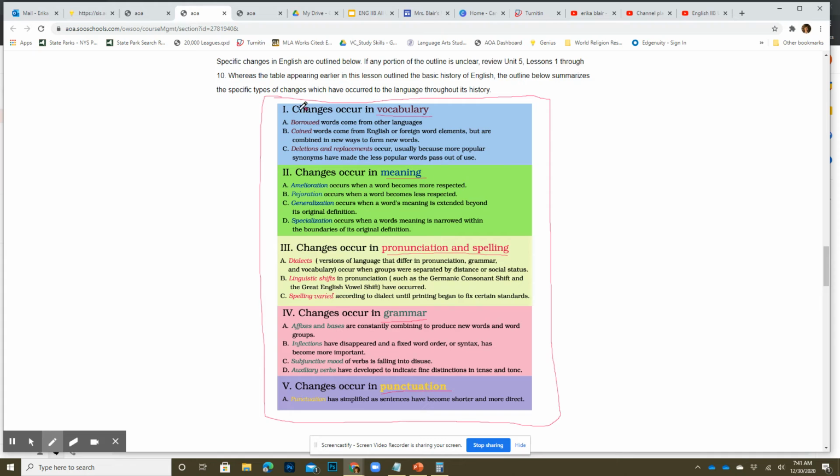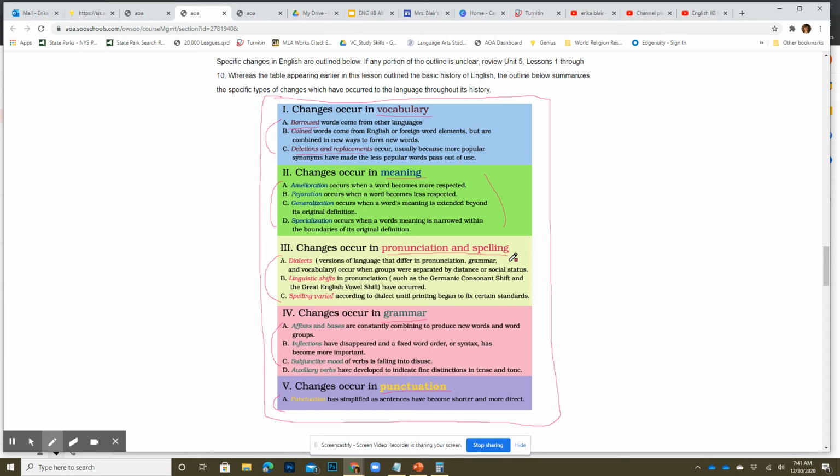So those are like the categories of changes, and then each box has some specific ways in which those certain changes occur. For example, changes in vocabulary happen when we borrow words from other languages or when we just delete or replace some words. Changes in meaning include things like pejoration, generalization, specialization. Those are some really common changes in meaning.